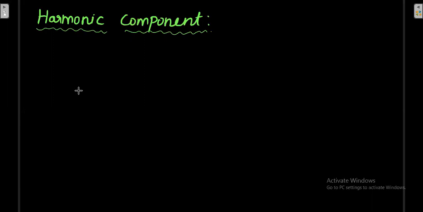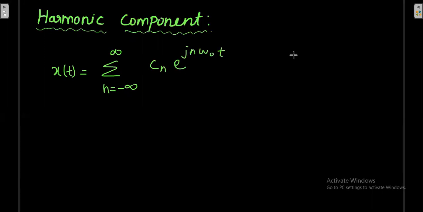In general, in the exponential Fourier series representation, x of t, a continuous time non-sinusoidal periodic signal, can be represented in terms of an infinite sum of complex exponentials with coefficient values. It's like the sum over n from minus infinity to plus infinity of cn e power jn omega naught t. Again, omega naught is equal to 2 pi by T, where T is the fundamental time period of the signal. And to calculate cn, we have a formula.